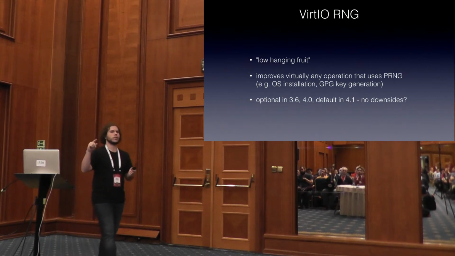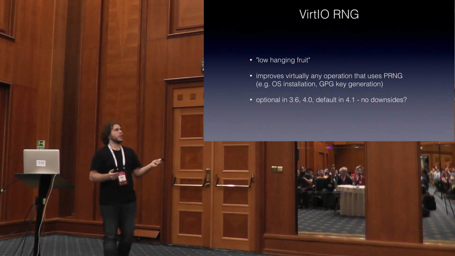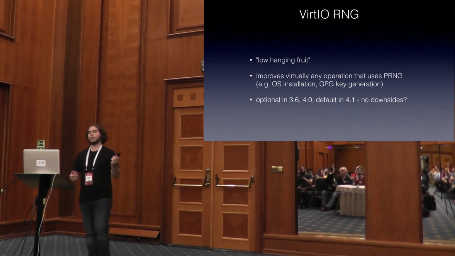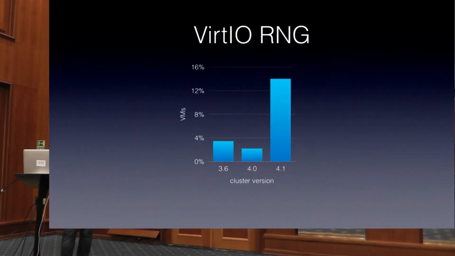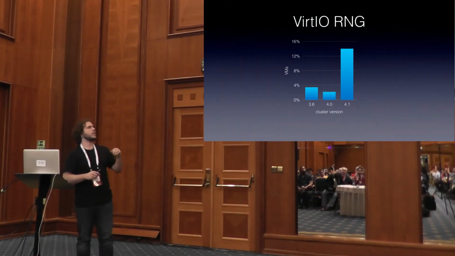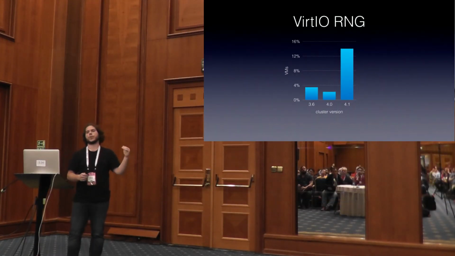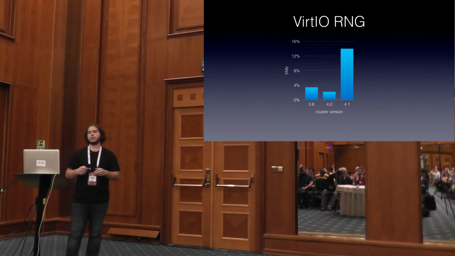So previously, this was optional. There was a checkbox to enable it. In the end, we have figured out there are probably no downsides, so why don't we enable that by default? And here are just some results of the change. So you can see that in 3.6 and 4.0 versions, it wasn't really used. We are talking less than 4% of VMs.